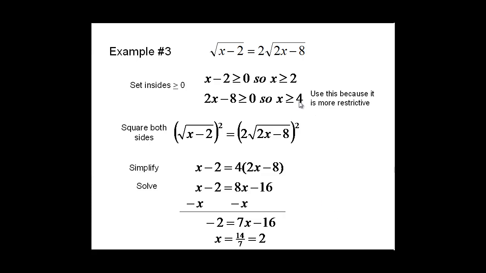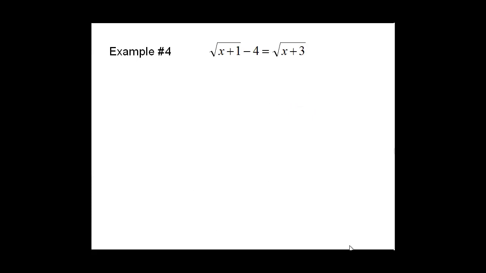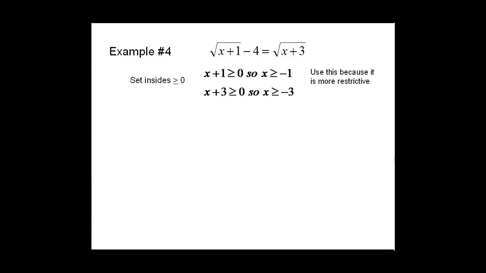Well, up here we said x is bigger than 4, so 2 is too small. Okay, the next one, x plus 1, set it bigger than 0. X plus 3, set it bigger than 0. So you get x is greater than negative 1 when you solve this one. Subtract 3, you get bigger than negative 3. Okay, since negative 3 is the smaller number, we take the bigger than negative 1. It's more restrictive.